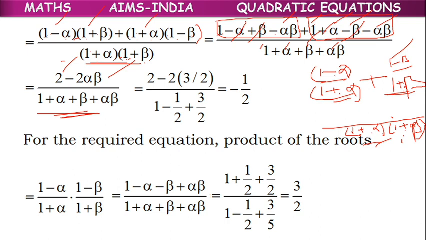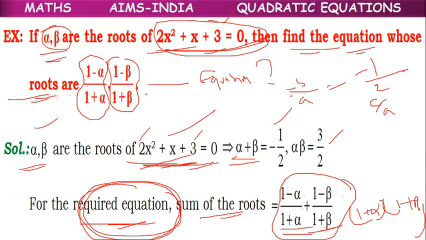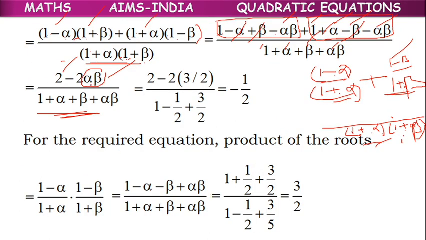But here we know the value of alpha beta. Already we have found it here. Alpha beta is 3 by 2. Alpha plus beta is minus 1 by 2. Let's substitute those values. Alpha beta 3 by 2. Alpha plus beta minus 1 by 2. Alpha beta 3 by 2. Let's substitute all the values and simplify. So what happens here?